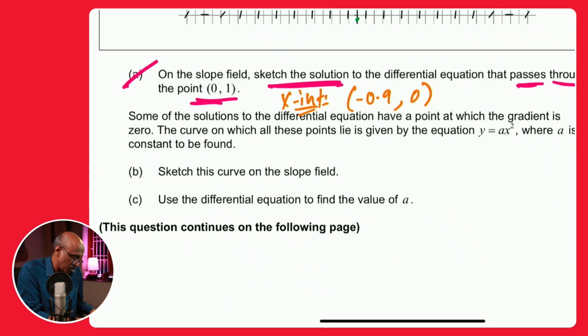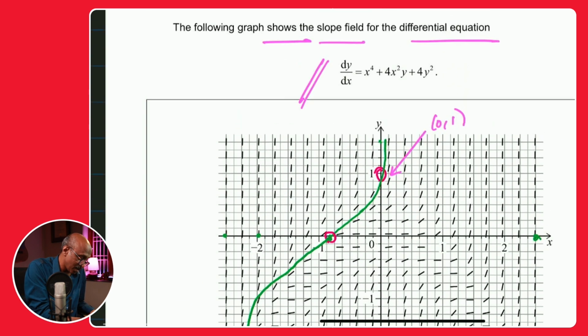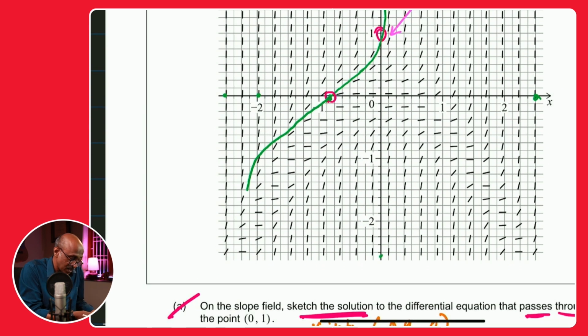Okay, the next one. Some of the solutions to the differential equation have a point at which the gradient is 0. Gradient is 0 means dy by dx is equal to 0. Okay, this dy by dx which they have given you. In fact, that x-intercept also means, for the curve, x-intercept for the curve. Okay, this is the curve. That is not the same thing as dy by dx is equal to 0. That is where the y is equal to 0.